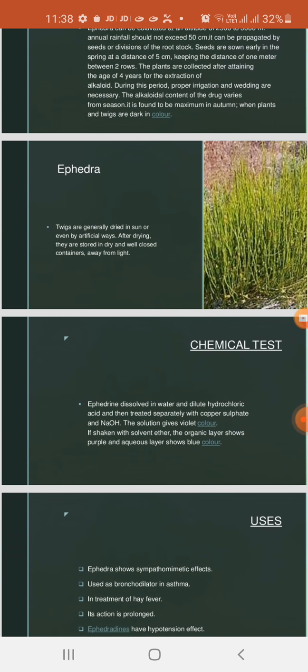There is a chemical test. Ephedrine is dissolved in water, diluted with hydrochloric acid, and then treated separately with copper sulfate and sodium hydroxide, and the solution gives a violet color. It is shaken with the solvent ether, and the organic layer shows purple and the aqueous layer shows blue color.